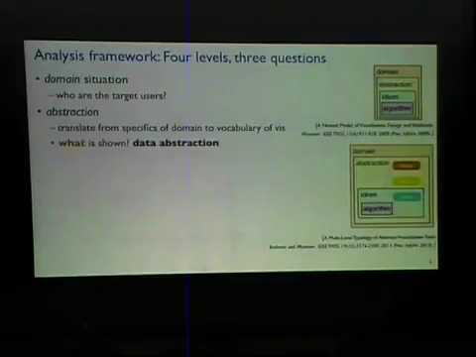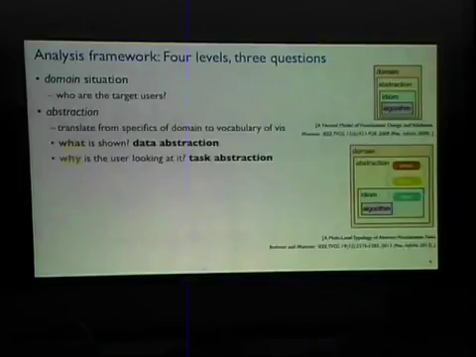I'm going to focus on two different questions and expand out this idea of the abstraction level. First of all, what are we showing? That's the data abstraction. And why is the user looking at it? That's the task abstraction. So these words, data and task, I will be hammering on repeatedly over this next hour.